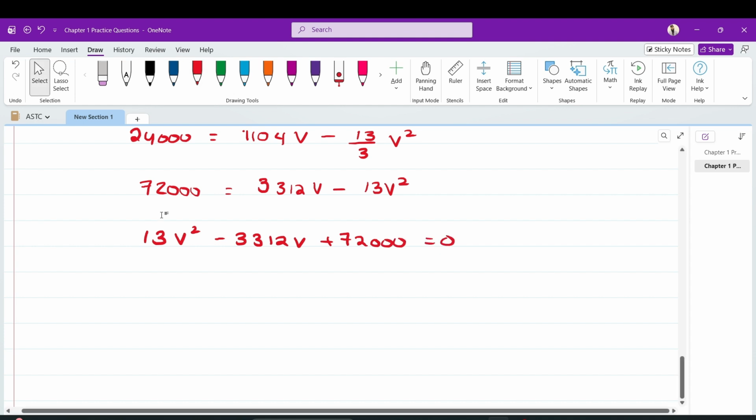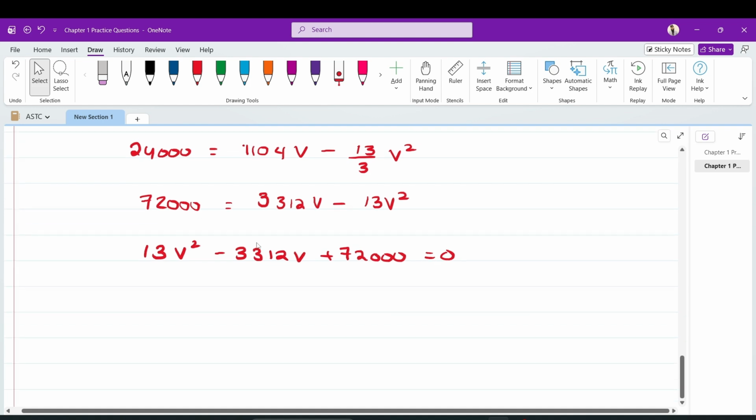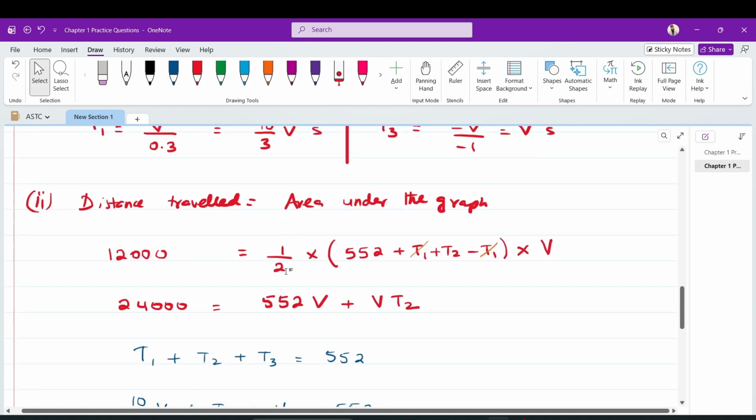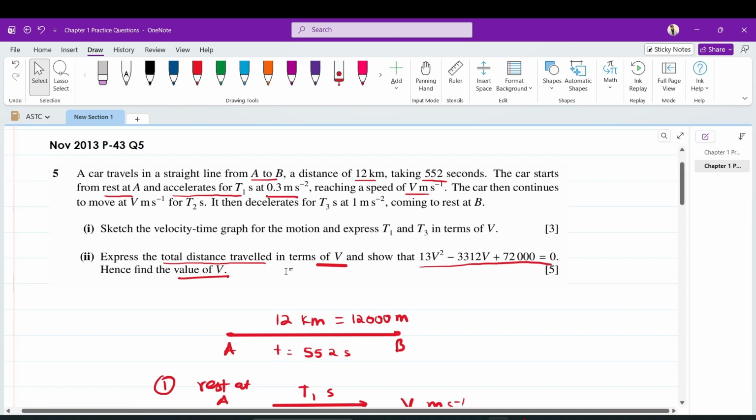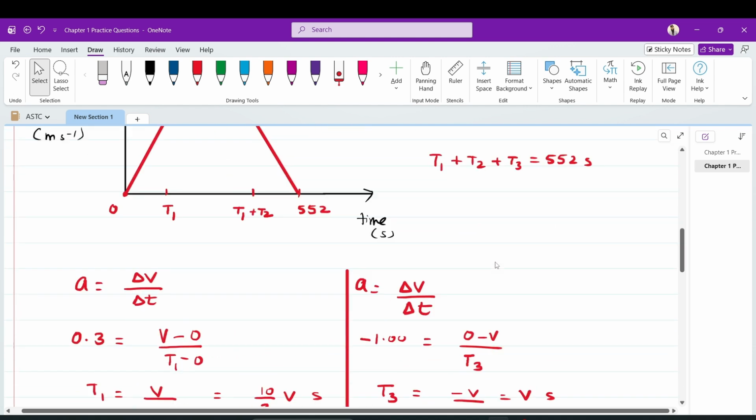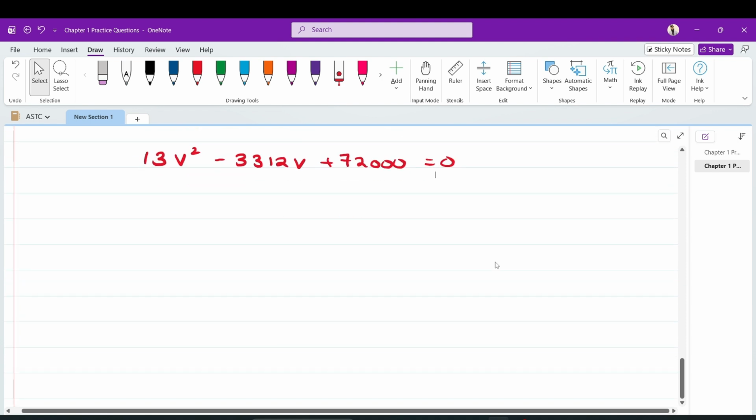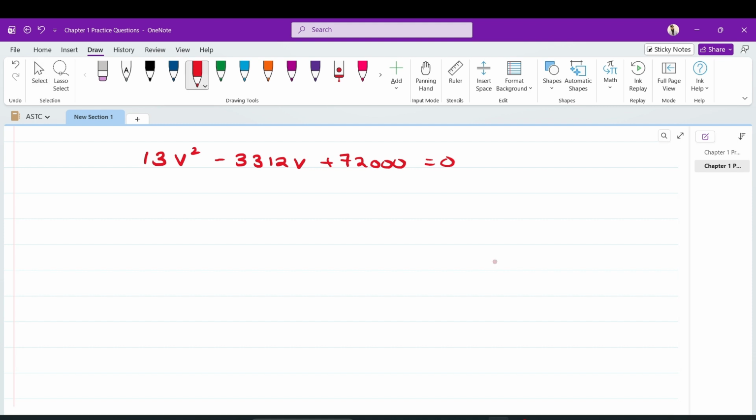So now they already gave us this equation, right? So let me just double check. This is 13, then 3312, 72,000. Perfect. Now we need to solve this equation. For this purpose, definitely I'm not going to sit down and look for factorization because these are huge values. So instead, I'm going to apply the quadratic formula.